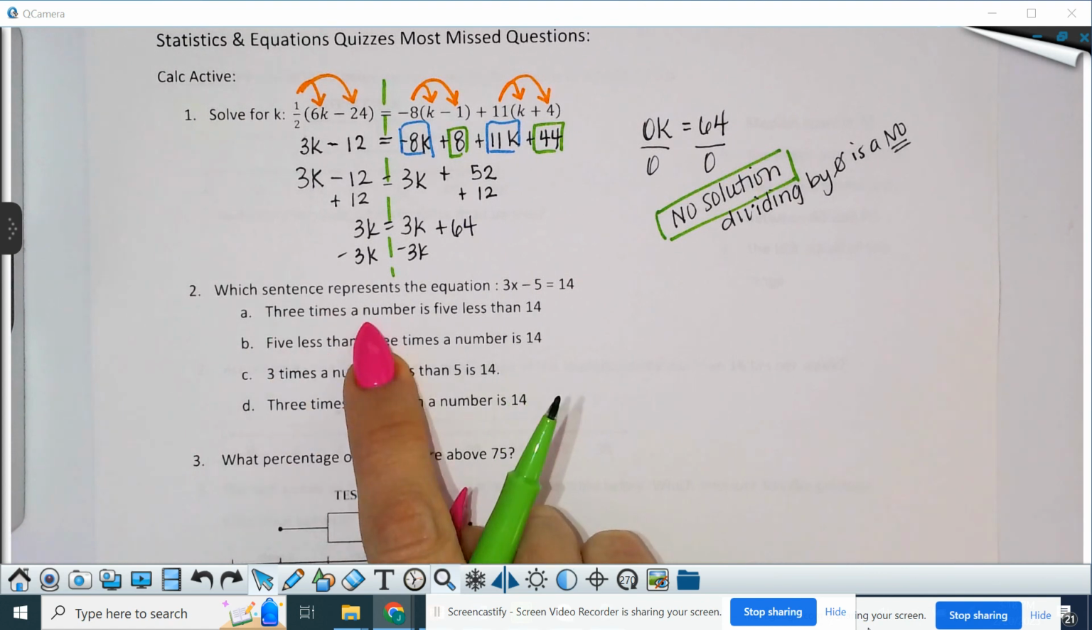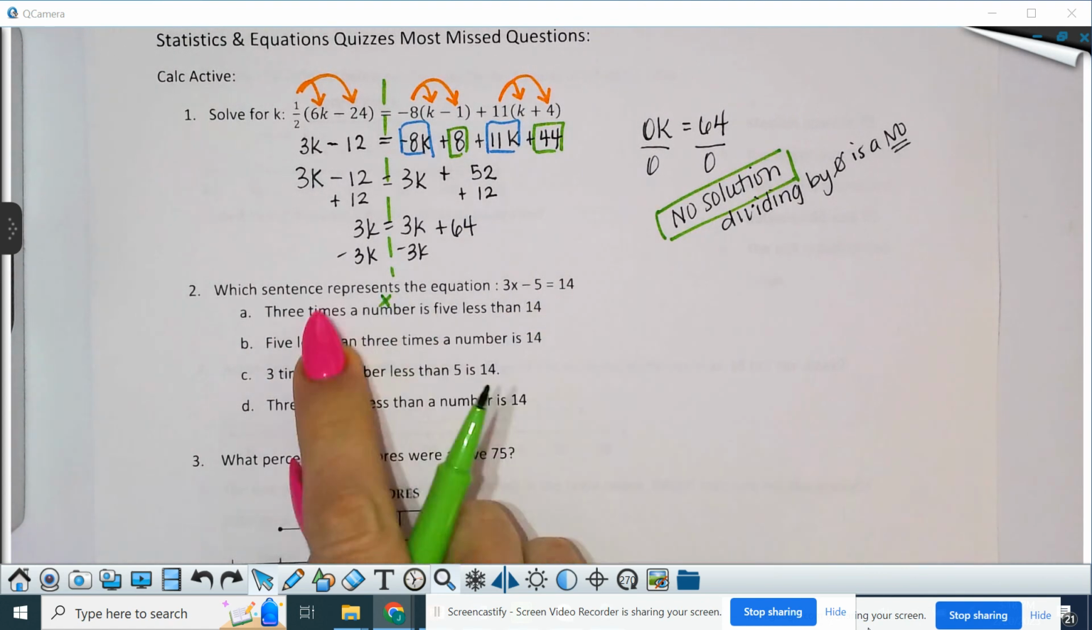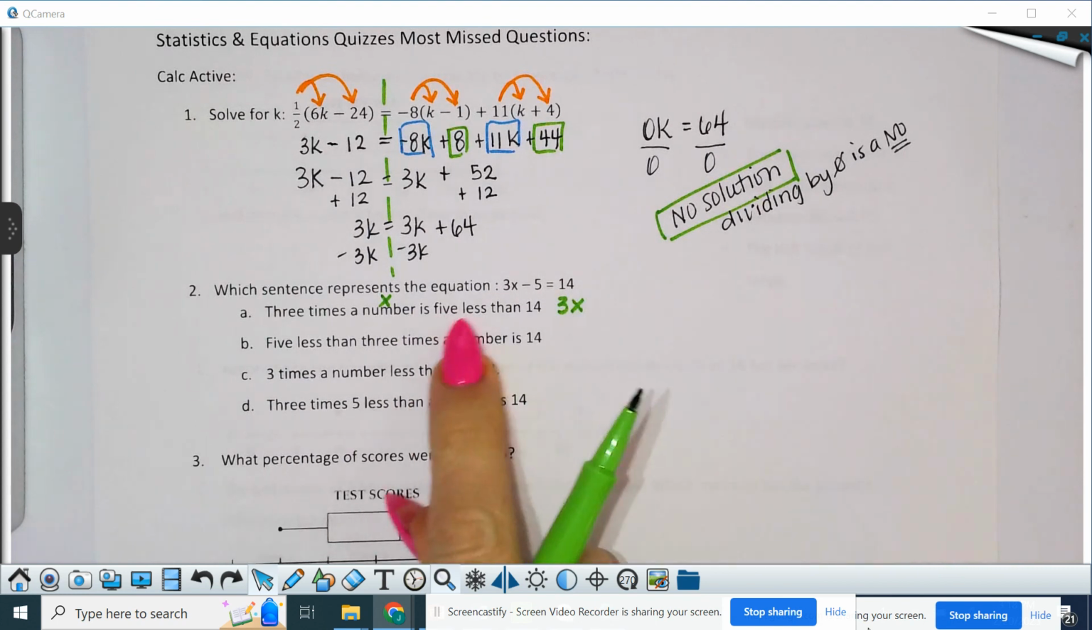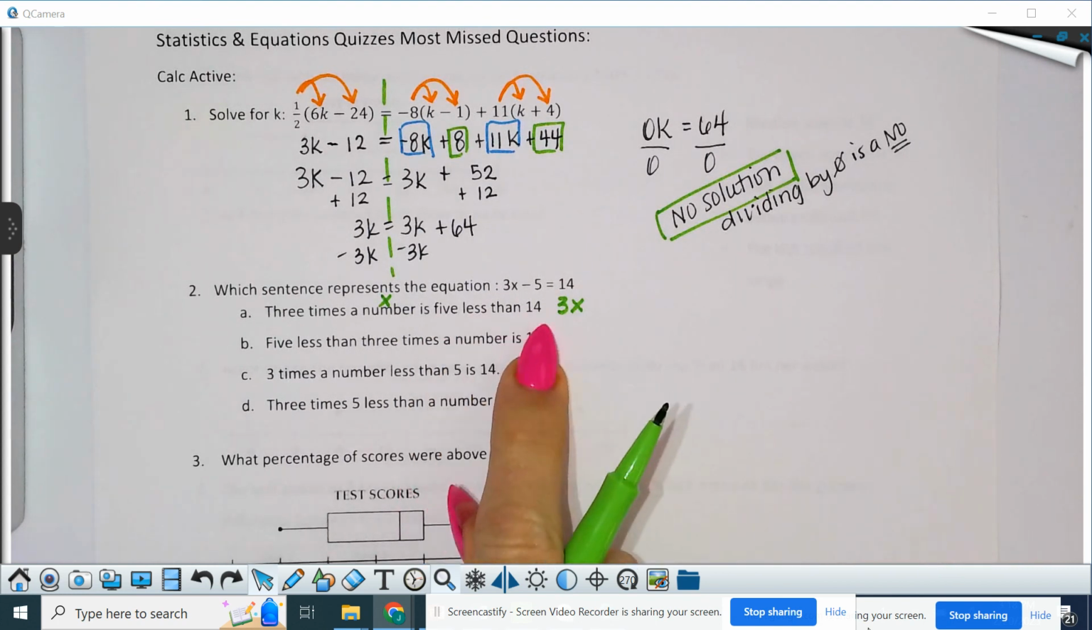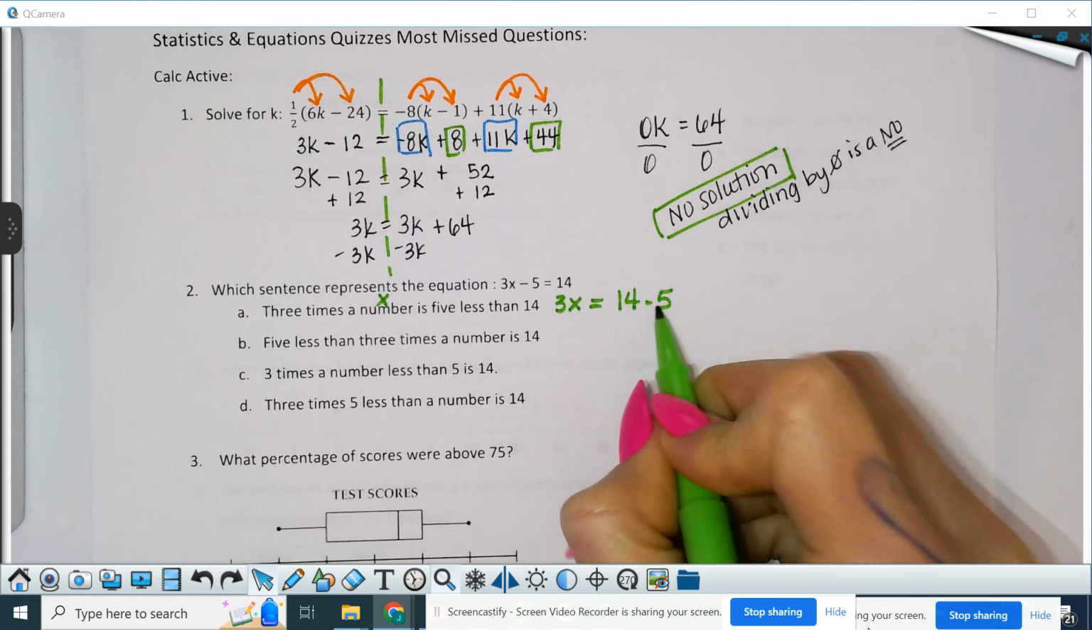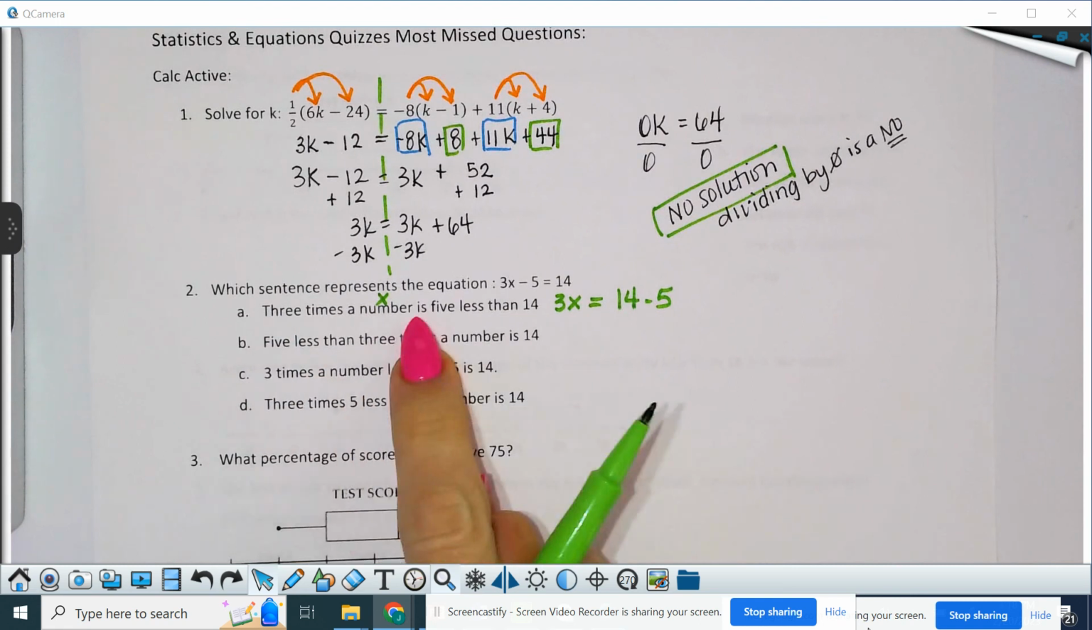So a number is x, times is multiplication. So that means we have 3x. Is 5 less than 14? So is 5 less than 14? 3 times a number is 5 less than 14.